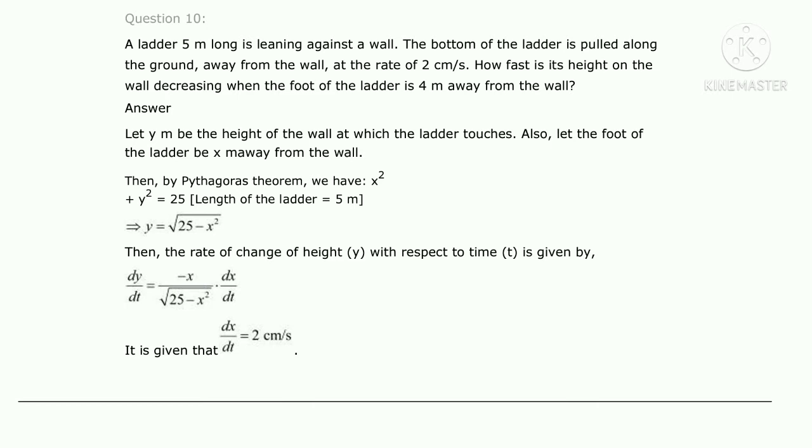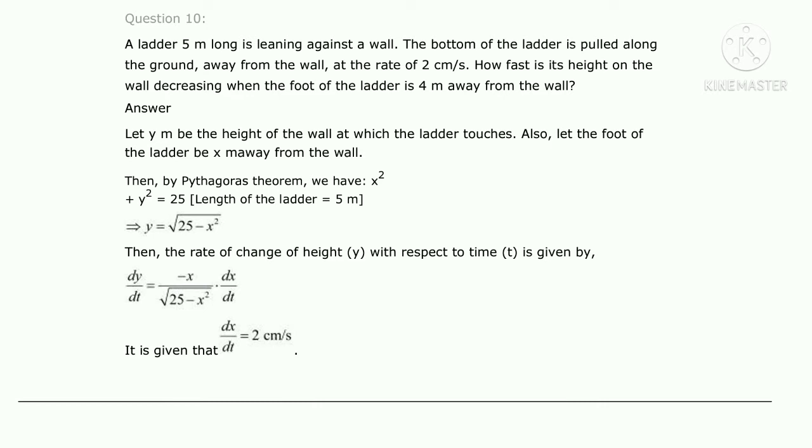So clearly here we can apply the Pythagoras theorem: hypotenuse square equals perpendicular square or height square plus base square. So x square plus y square equal to 25, 5 square, that means 25. Now the question is given how fast its height. Here we consider the height of the wall y, so for that reason we have to find y. So y equal to root over 25 minus x square.